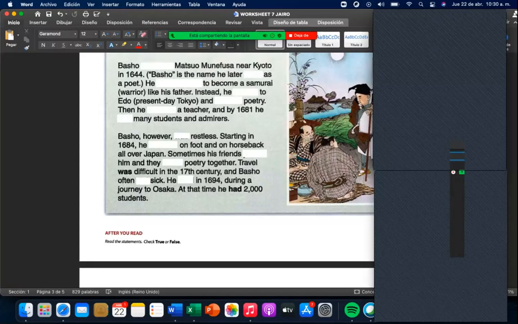Then he became a teacher, and by 1681, he had many students and admirers. Okay, very good, Felipe. That was very good. So here we had different possibilities. I hope that you're taking notes in case you have a different possibility. So try to write the other verb as well.